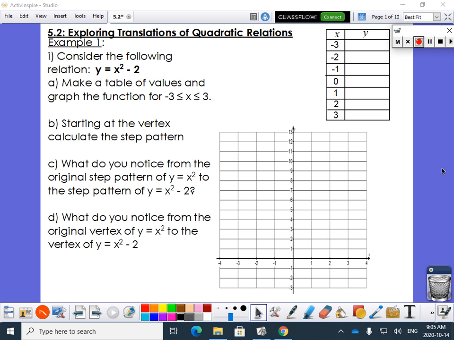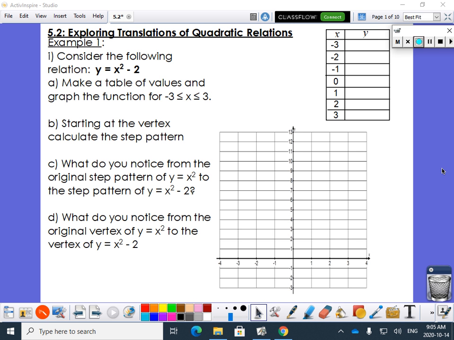So, we're used to seeing something like y equals x squared, right? Or y equals 3x squared, y equals negative 2x squared, right? This is what we did yesterday. And then we would plot the points, we'd make our table of values, we'd make our graph, and that sort of thing. We'd get our step pattern. Whereas now, we're going to see more values added to the equation.